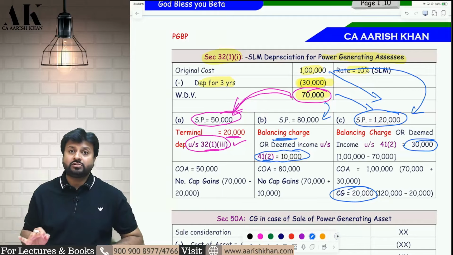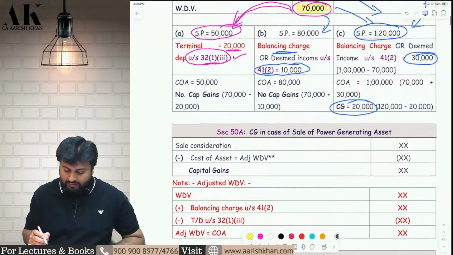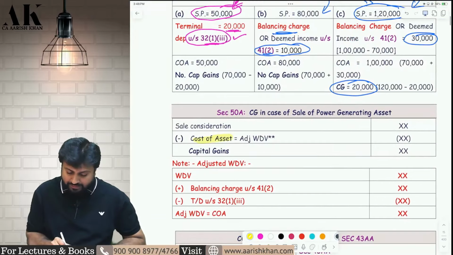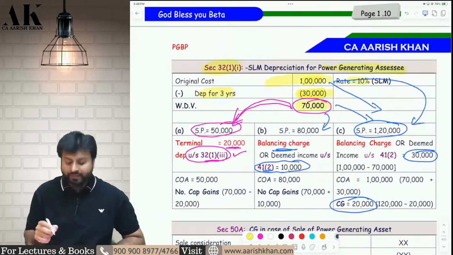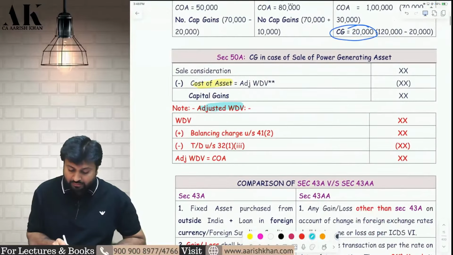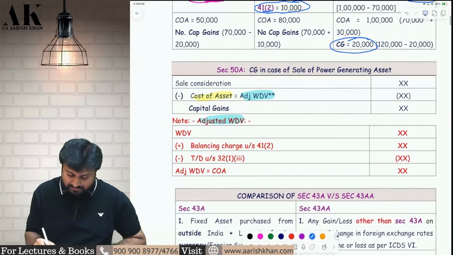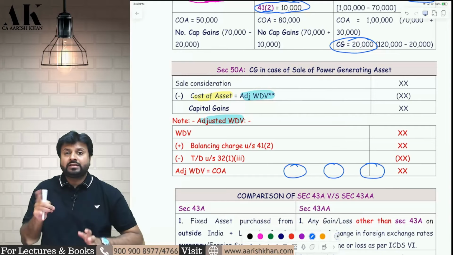But in this case, capital gains has to be computed in a very intelligent manner. For computing capital gains, the government has given that the cost cannot be taken as 1 lakh. Listen carefully. The cost cannot be taken as 1 lakh. You have to adjust your WDV and take an adjusted WDV as your cost. Sir, what is the adjusted WDV? In all the 3 cases, the adjusted WDV has to be found out. You have to find out the new cost and that will be taken as the cost.